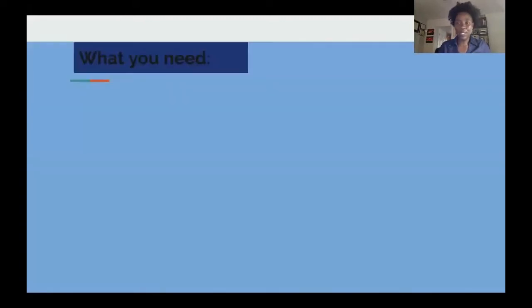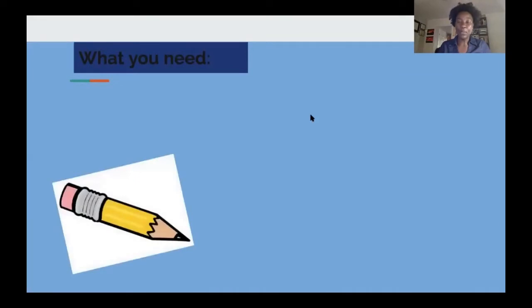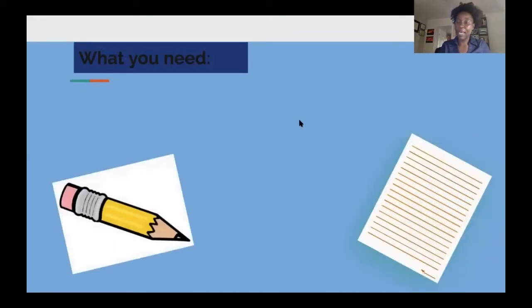There are a few things that you will need for your instruction today and for the rest of the week, so please keep them close to you. We will need a pencil, a sheet of paper, and a notebook, or whichever you may have at home.